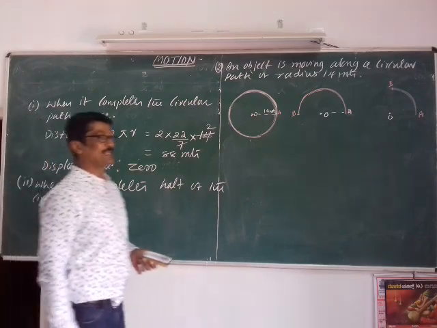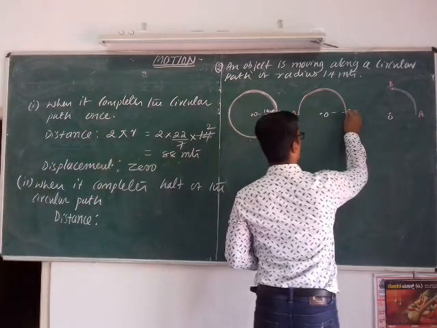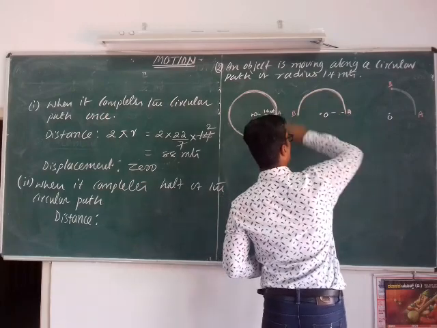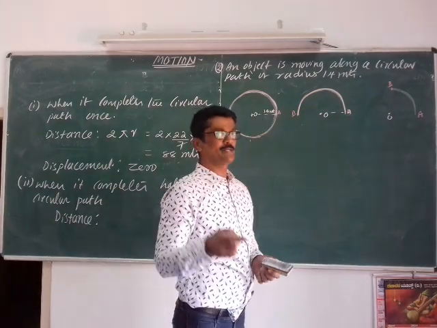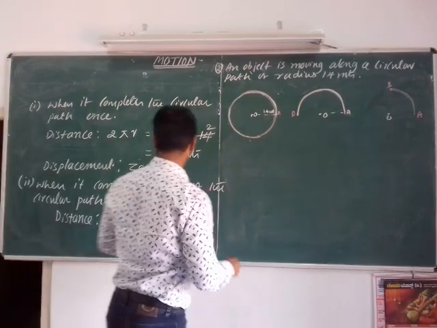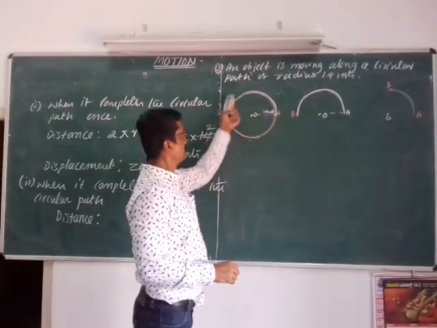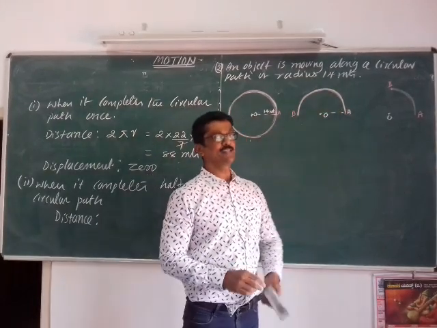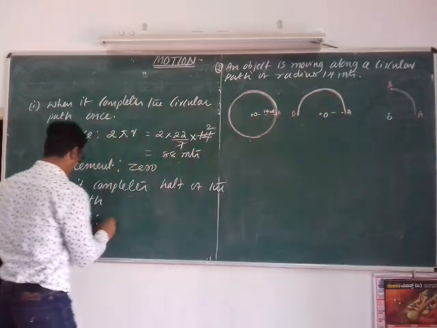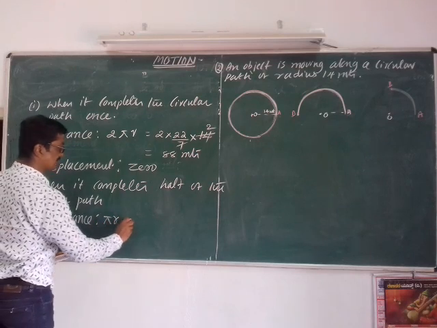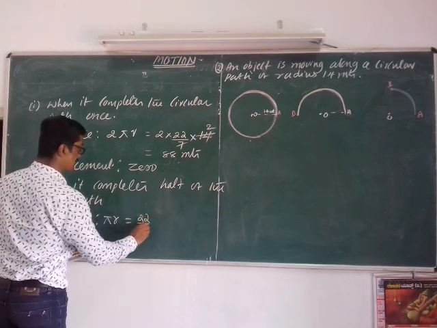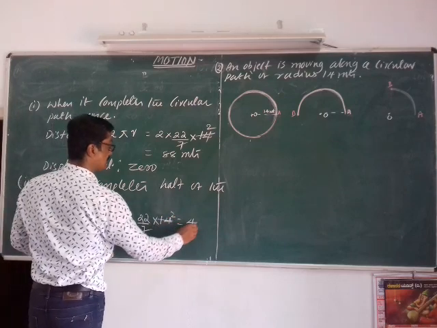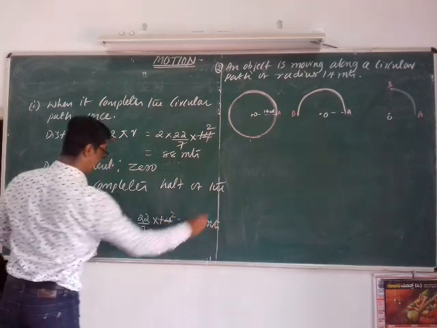What is the distance? Length of the actual path, that is half of the circumference. It has completed half of the circular path, means half of the circumference. So total circumference is 2 pi r. Half of the circumference is pi r. That is 22 by 7 into 14. That is 44 meters.